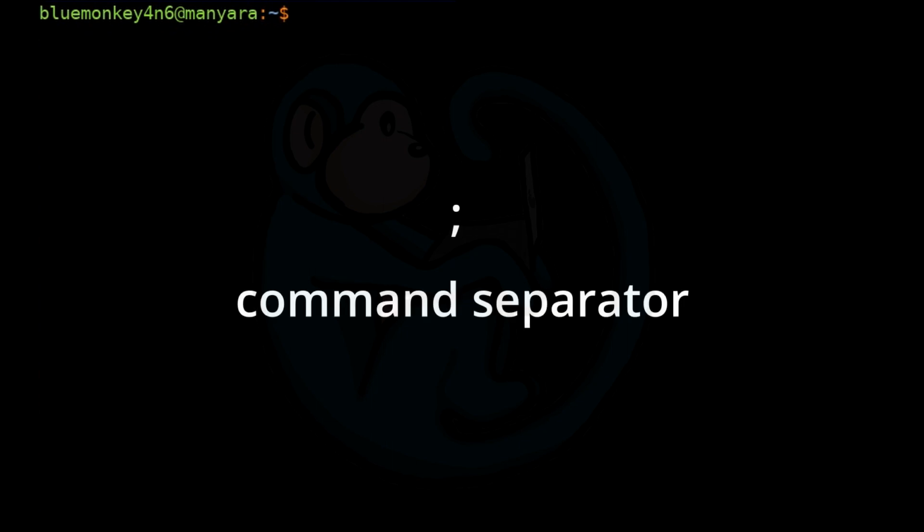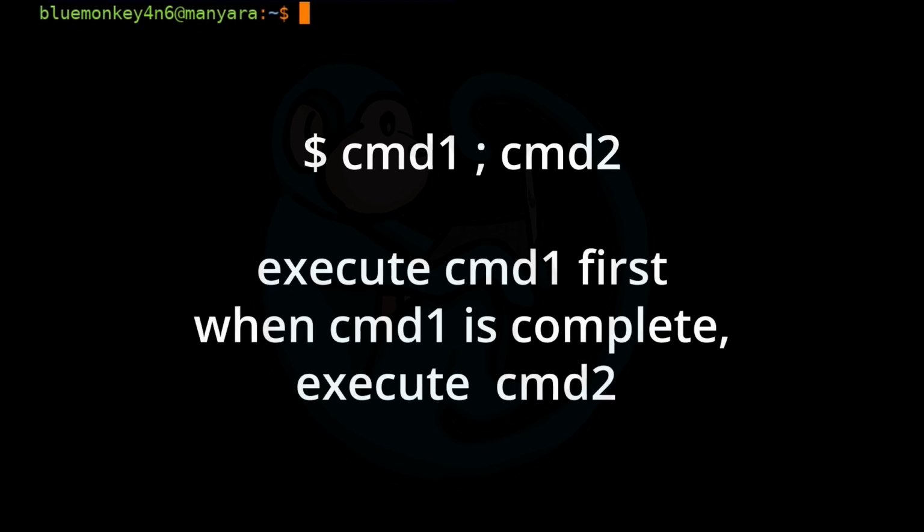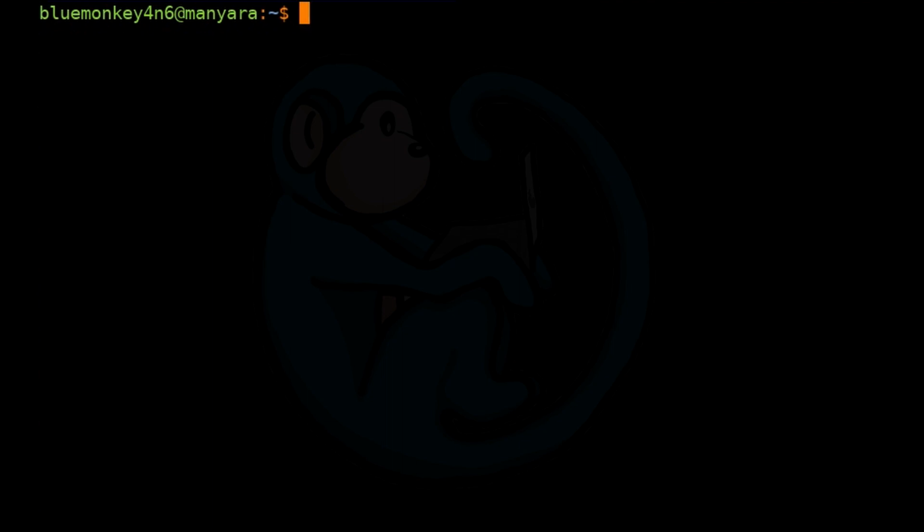The semicolon basically tells the command line interpreter to execute everything before the semicolon, and then when it's finished, execute everything until the next chaining operator or the end of the command line. So basically the commands are run sequentially, each starting after the previous command completes. So let's take a look at an example.